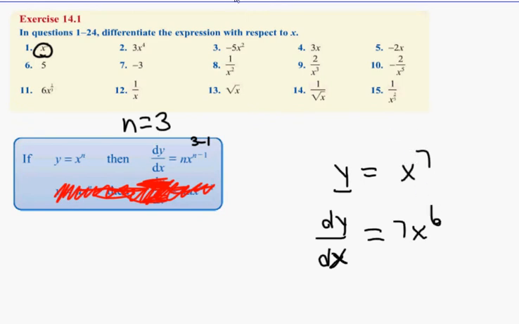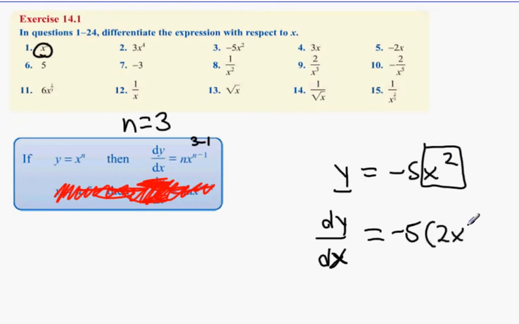Okay, let's try another one. The next one here is minus 5x squared. Now, ignore the minus 5 for a minute, just ignore it. The minus 5 is there. What happens when you differentiate x squared? What do you get? 2x to the power of 1, which is the same thing as 2x. And then minus 5 times 2x? Minus 10x, right? That's the next one.